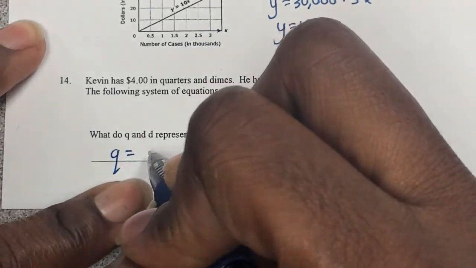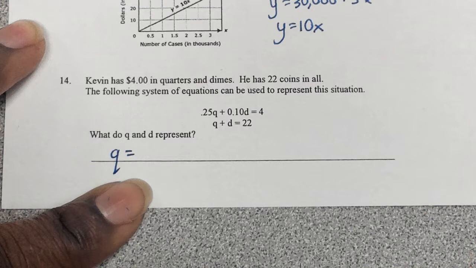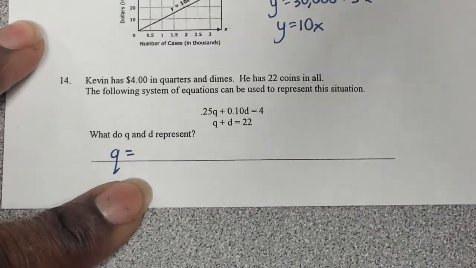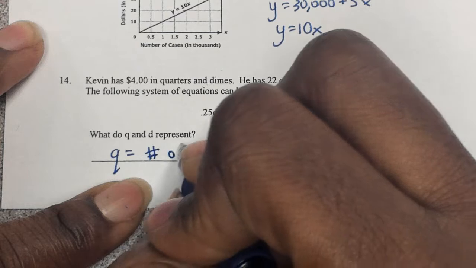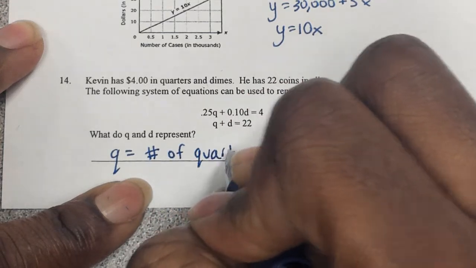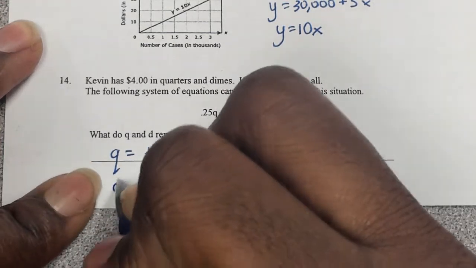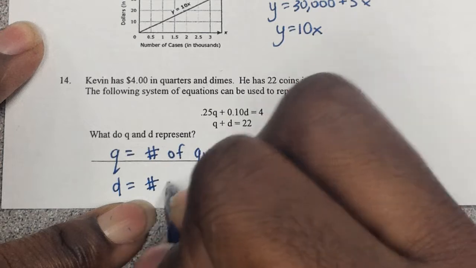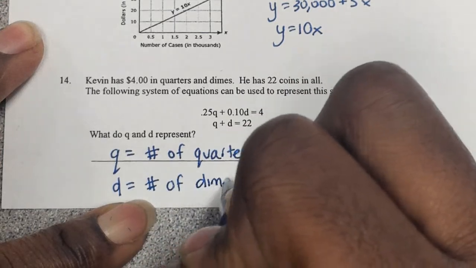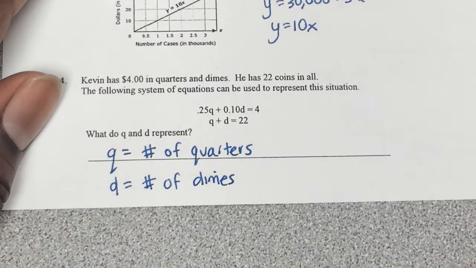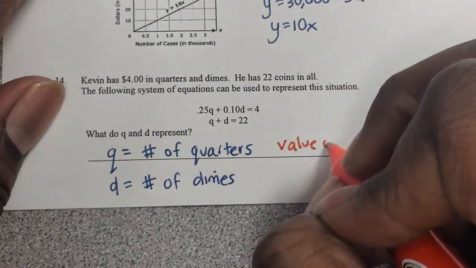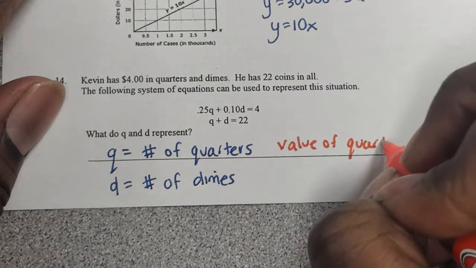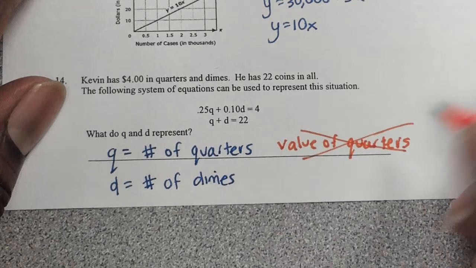Q represents, hold on, be careful, because I need you to understand the difference when you get that multiple choice, okay? Yes, Q is quarters, but it is representing the number of quarters. D is dimes, but it represents the number of dimes. Because listen, there is a multiple choice answer that's going to say the value of quarters, and that is not what you're going to choose.